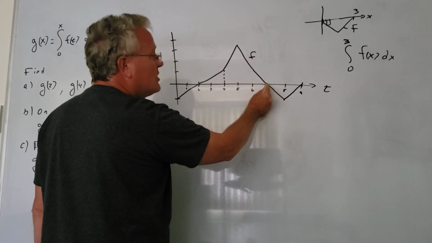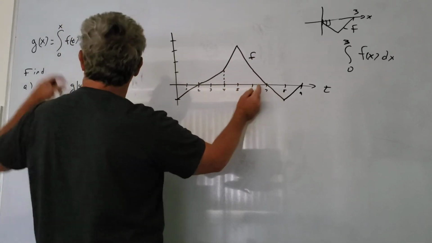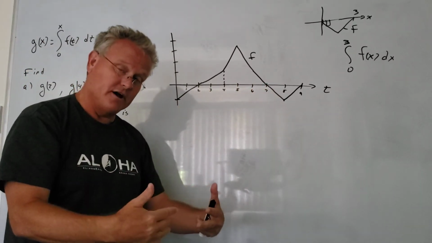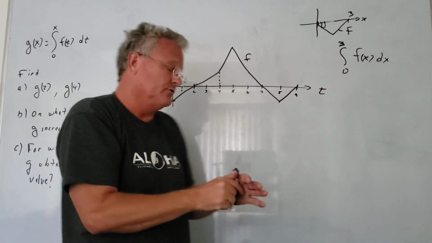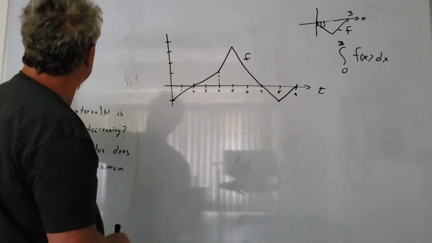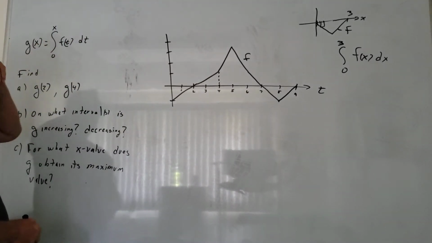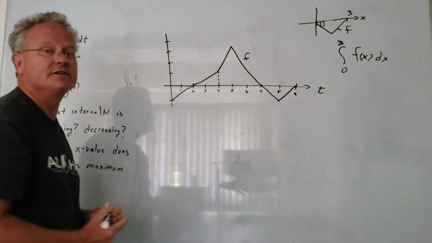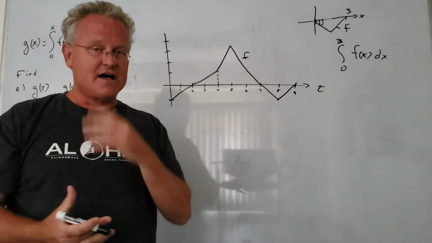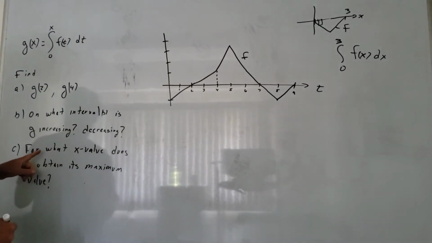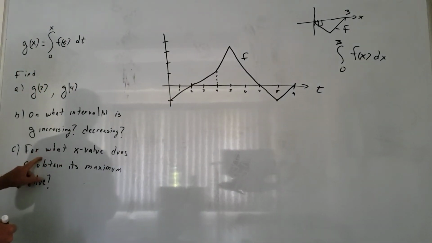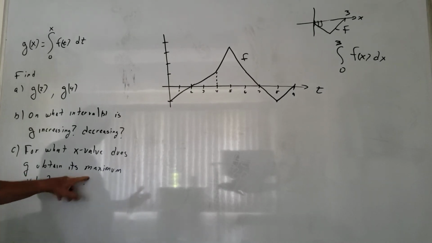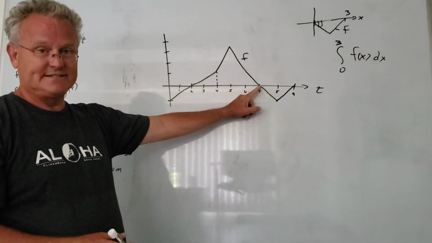And right here, we're going to jump from adding positive numbers to, once we cross over 7, we're going to start adding negative numbers, which means the overall value of this is going to get smaller. So between 0 and what number does g take on its biggest value? It's right here. G of 7 is going to take on its biggest value. Whoops, I answered part C first. So for what x value does g obtain its biggest value? I answered that one first, that's 7.